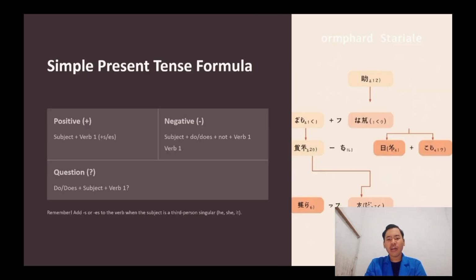Next, the formula for affirmative sentence. Now, let's see how to form a sentence in the simple present tense. For affirmative sentence, the formula is subject plus verb 1 plus object. For example, I play football. They study English. You read a book every night. But when the subject is he, she, or it, we need to add s or es to the verb. For example, he plays football. She watches TV. It rains every day.